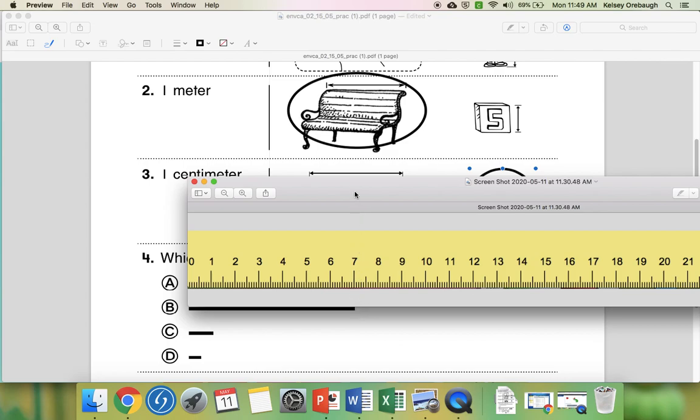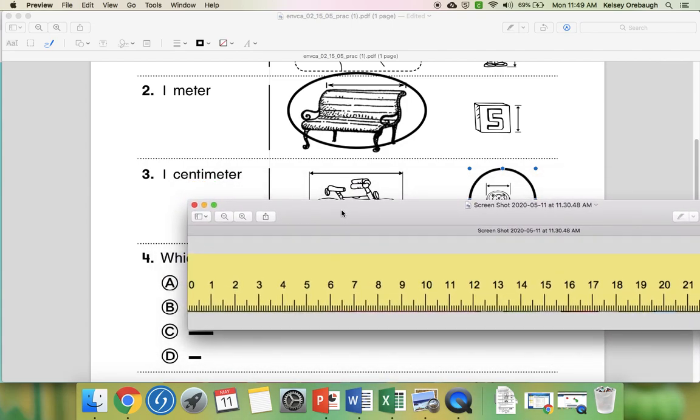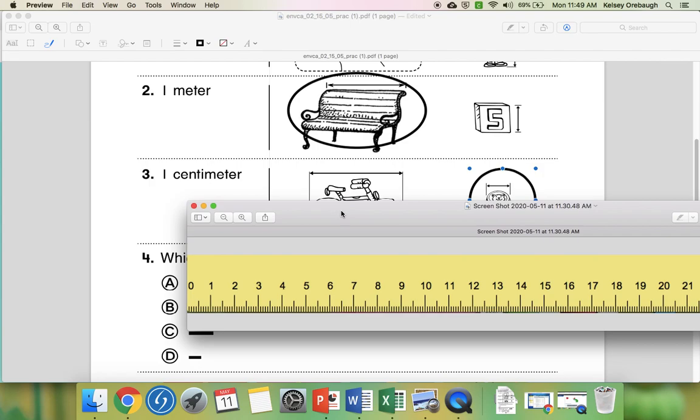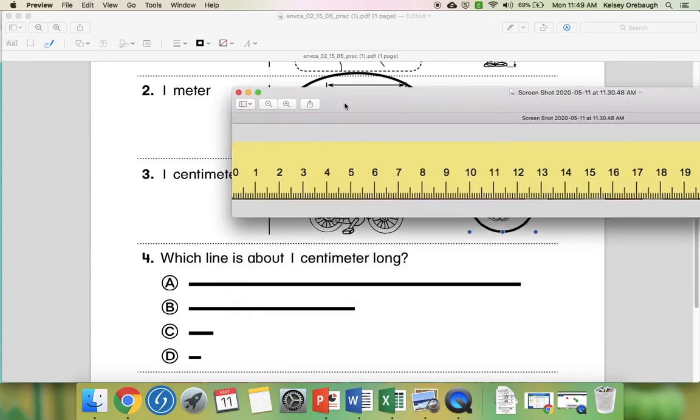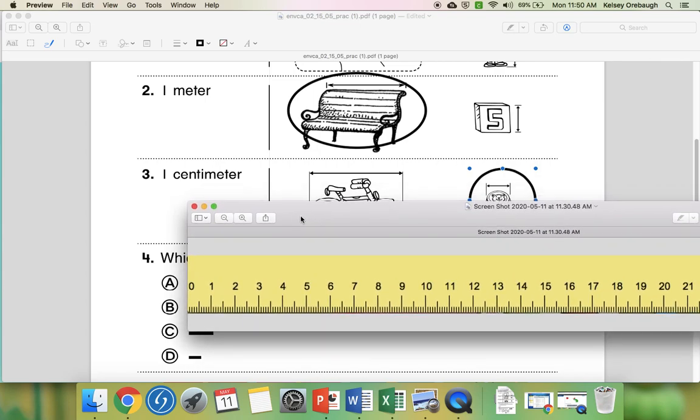Let's look at C. We're looking for 1 centimeter. Line it up with 0. I think we found our winner. 0 all the way at the end. And it's just a bit longer than 1 centimeter, but remember we have that word about. We're not looking for exact, we're looking for very close. And this line does not go quite to the halfway mark. So we use the smaller number. Therefore, C is, yes, about 1 centimeter long.